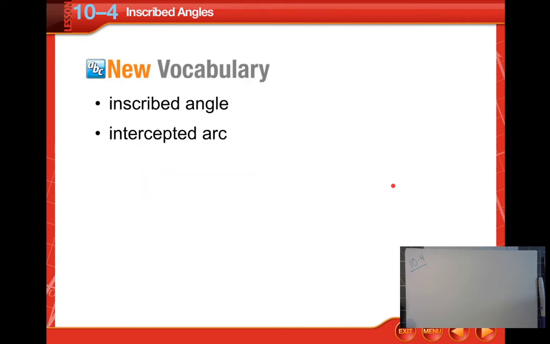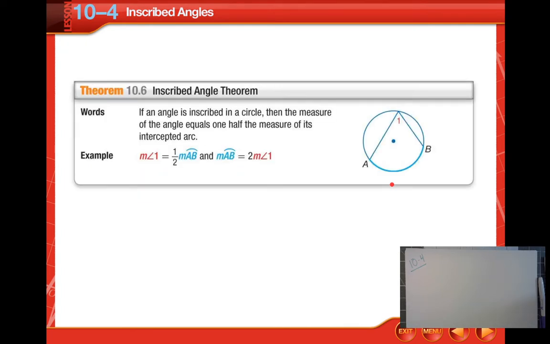10-4, inscribed angles and arcs. So we have the inscribed angle theorem. If an angle is inscribed in a circle, that means it's totally inside the circle. Then the measure of the angle equals 1/2 the measure of its intercepted arc.